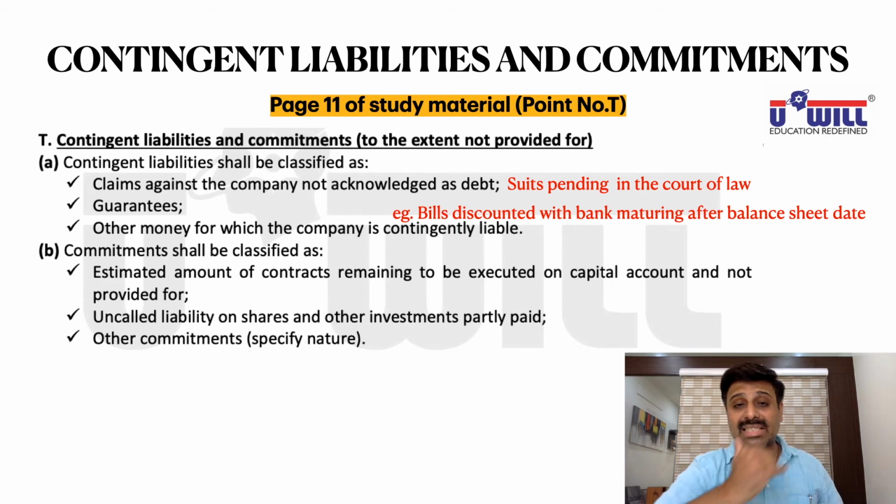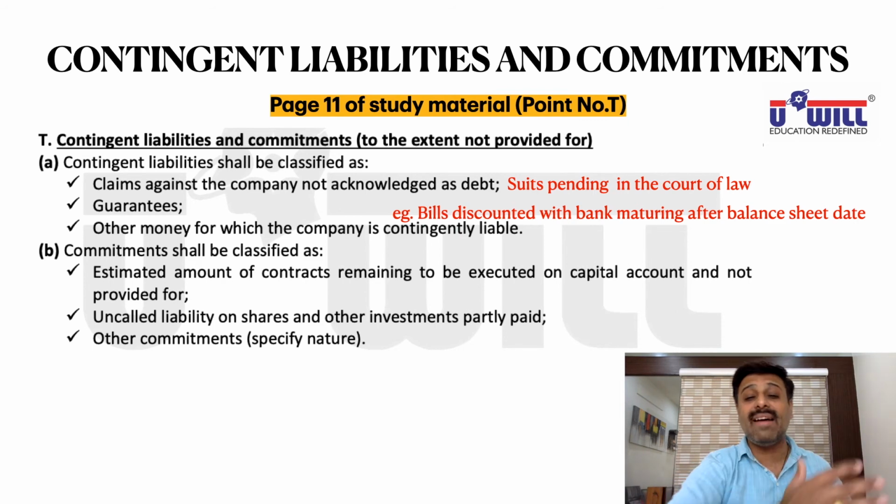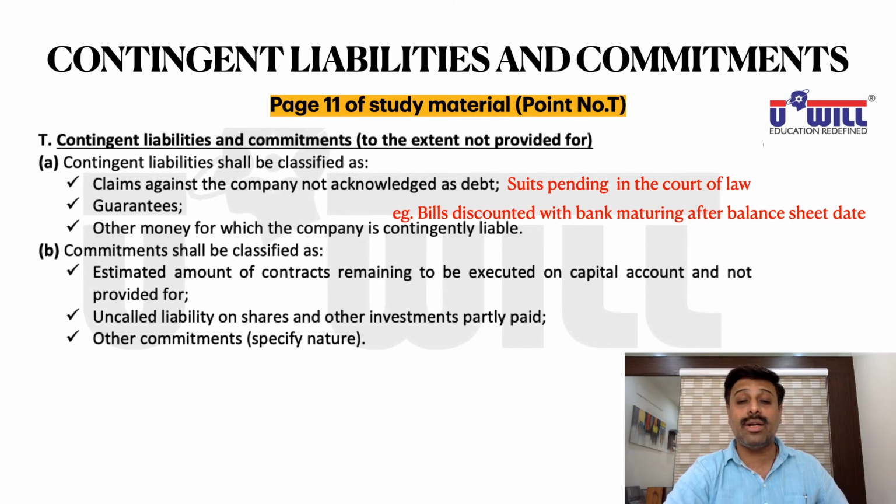So if a bill is discounted with the bank, when is it going to become our liability in future to pay it back to the bank? Only if the bill gets dishonored on the maturity date. So this is also a contingent liability, an uncertain liability. We may have to pay the money, we may not, dependent on whether the bill maturing in future is honored or dishonored. So write down this example for other money for which the company is contingently liable: bills discounted with the bank maturing after the balance sheet date.